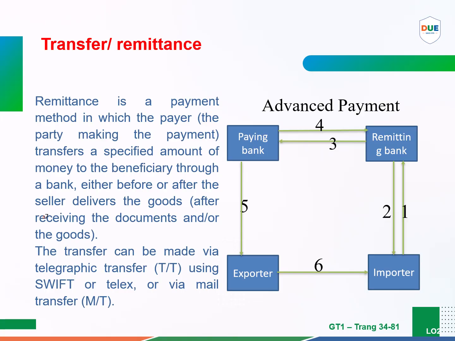The basic procedure usually follows this sequence. The seller delivers the goods and documents to the buyer. The buyer issues a transfer order at the bank. The bank transfers the funds to an intermediary bank or the seller's bank. Finally, the seller's bank credits the seller's account. Transfers can be made via telegraphic transfer, T/T, through the SWIFT system, which is fast and widely used in international trade, or via mail transfer, M/T, which is slower and less commonly used today.